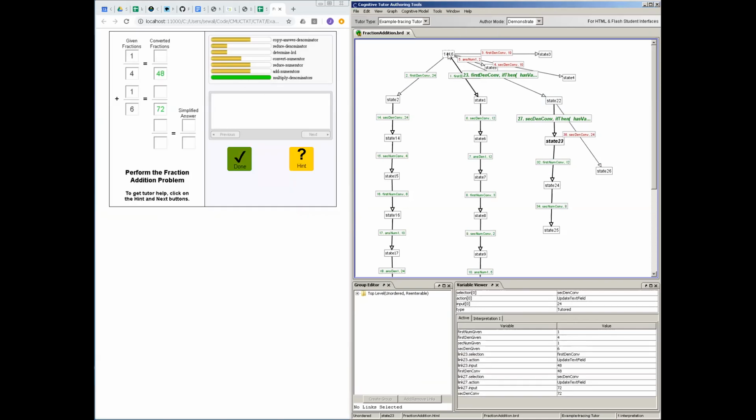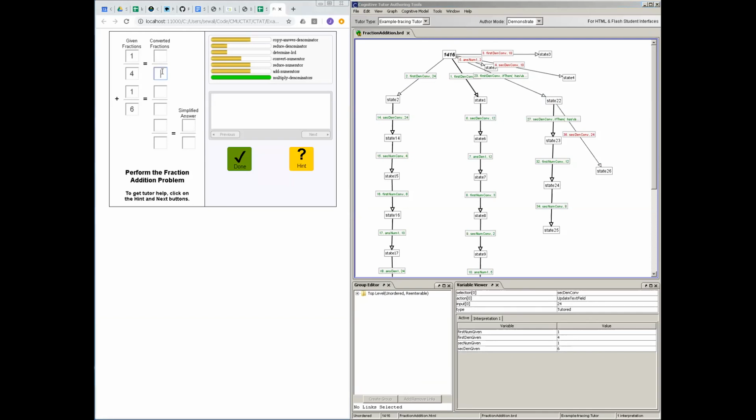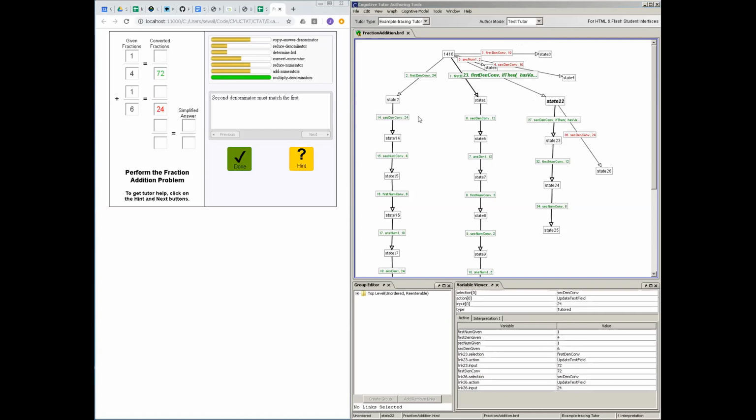So if I go to the start state and come down, 36 ought to be also a legal denominator, but 24 is no longer. And in order to see my buggy message, I'm already there, so that's the reason for that. Again, 72 is a legal denominator. The 24 is not. You see the error message.